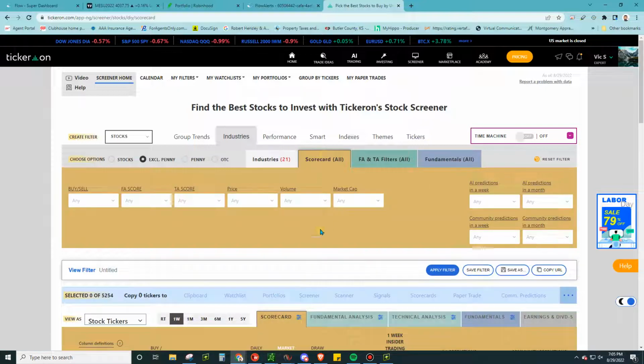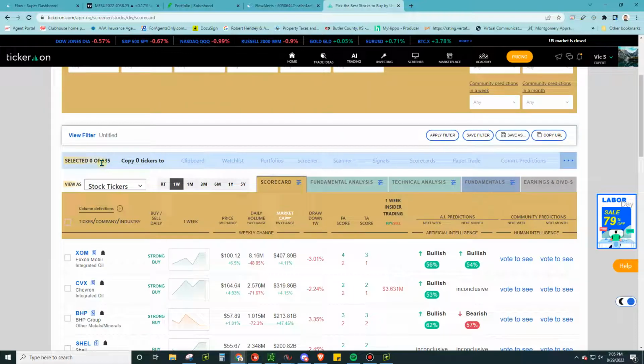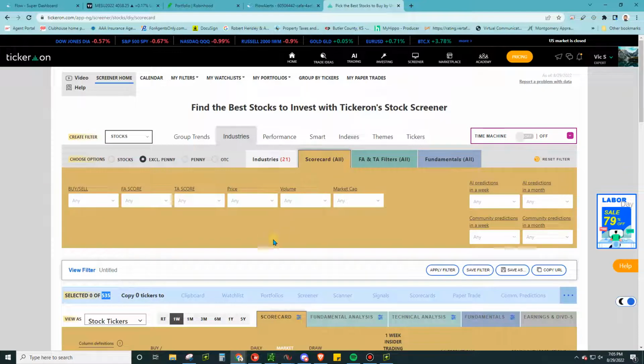Then we go to the scorecard. This is proprietary to Tickeron. First off, I just like to see what pops up here. We've got 535 tickers within those four industries. Now let's see what happens if we go bullish for the AI prediction.